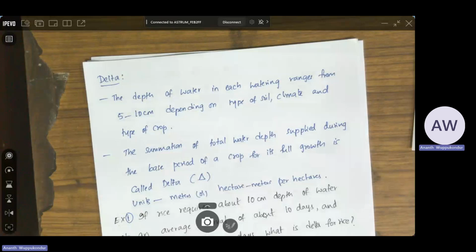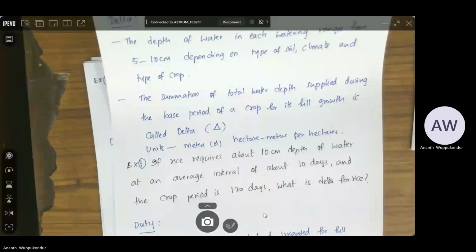And in this table, you would see for each type of crop the number of waterings that you require and the amount of water that you need to supply. Based on this information, we will be designing how much discharge we need to take from the river into the canal and what the design of the canal is. So this is the background information that we require for designing our canal system.